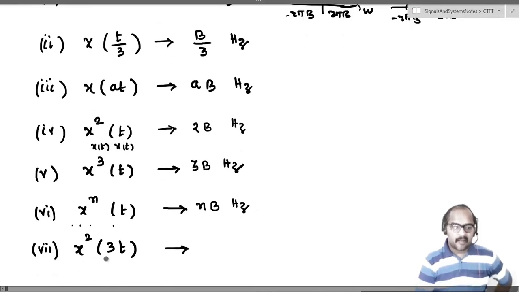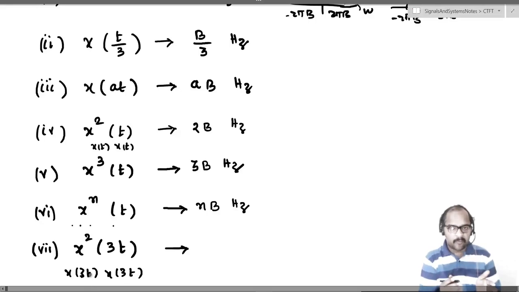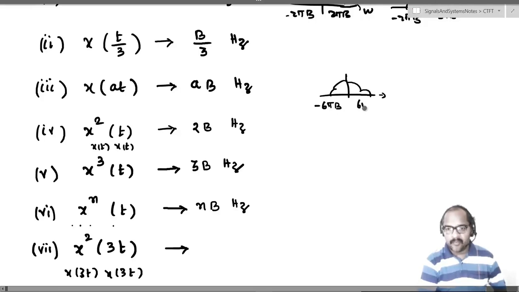Okay, right. Next, seventh one. So what is the bandwidth of x square of 3t? So x square of 3t can be written as what? X of 3t multiplied with x of 3t. So x of 3t means what? It is compression in time domain that corresponds to expansion in frequency domain. So what will be the Fourier transform of x of 3t? Correct. So that will be from minus 6 pi b to plus 6 pi b.